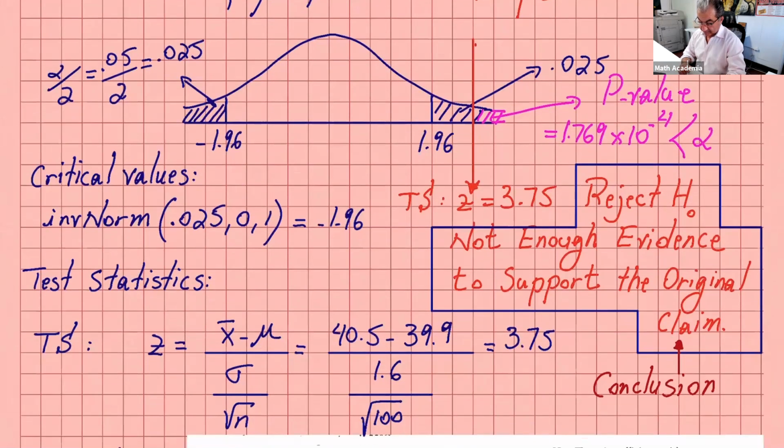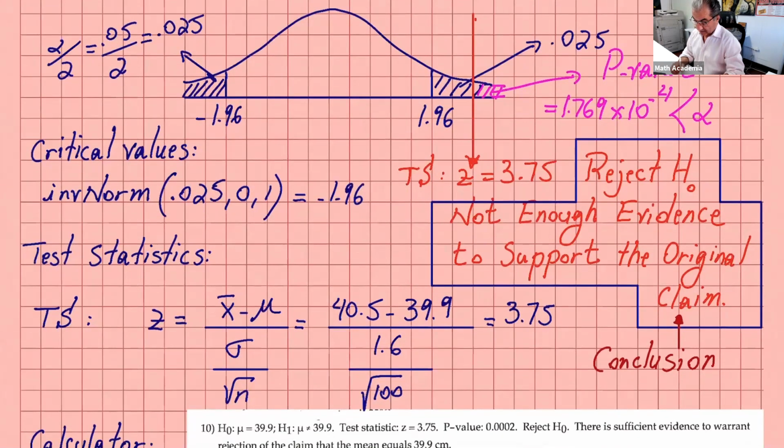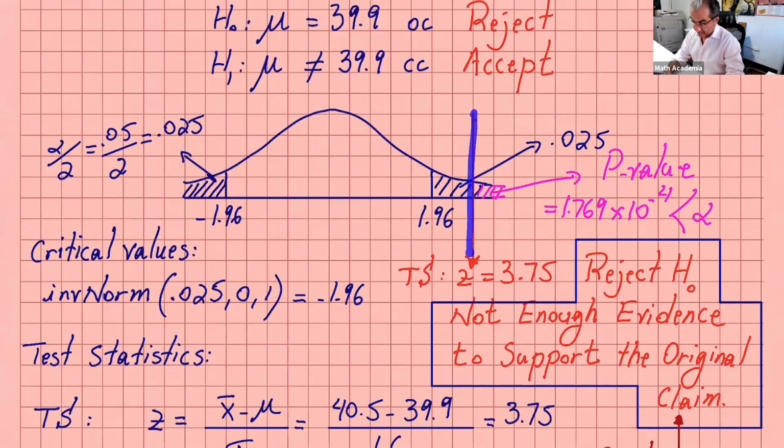Test statistic, same formula we used for the previous problem, and the calculator gives you that. Also, you don't have to memorize because you can have the list of these formulas. X bar was 40.5. The one in the claim is 39.9. Sigma was known to be 1.6 and n is 100. If you calculate that, you get 3.75. Where is 3.75? It's right here. So it's in the shaded area.